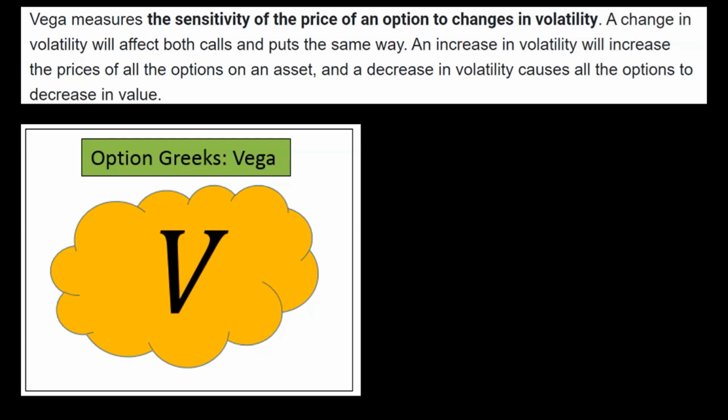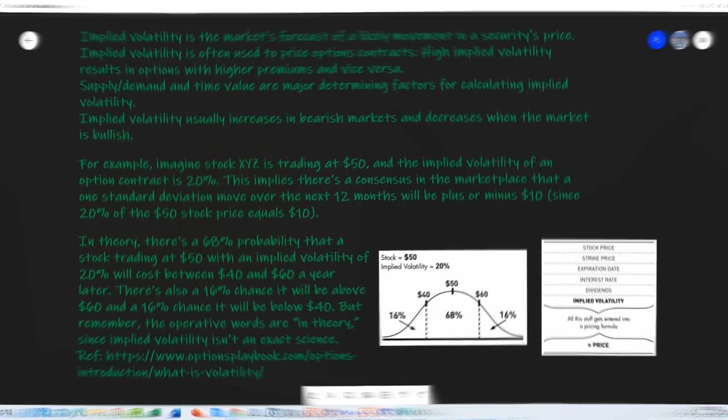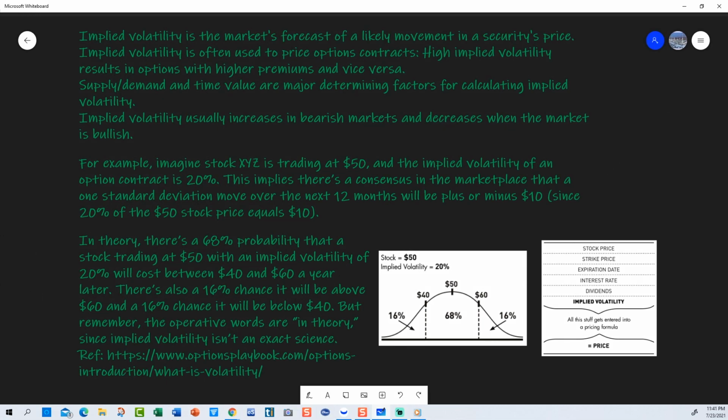Vega measures the sensitivity of the price of an option to changes in volatility. So before we go on to Vega, let's take a quick look at what volatility and implied volatility are in options. Implied volatility is the market's forecast of a likely movement in a security's price.